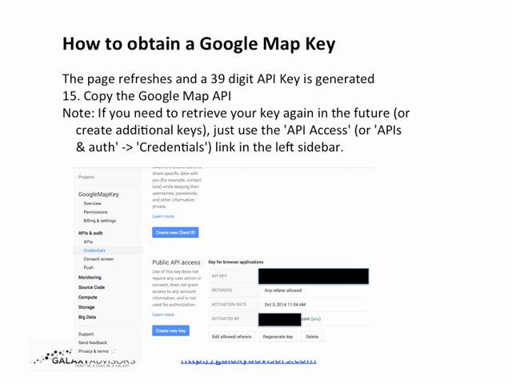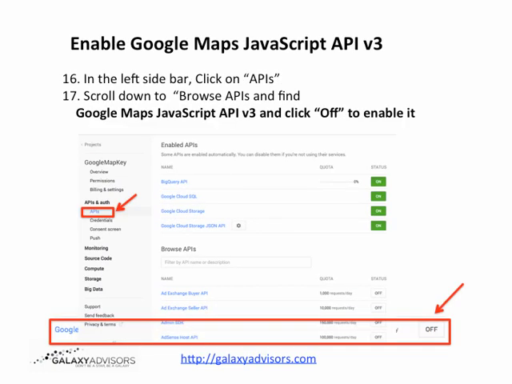And what I like to do in step 15 is copy that Google Map API key and keep it somewhere. Note if you need to retrieve your key again in the future or create additional keys, just use the APIs and authorization credentials link in the left sidebar and you can retrieve it. So in step 16, in the left sidebar, click on APIs, because what we're going to do now is enable the Google Maps JavaScript API version 3.